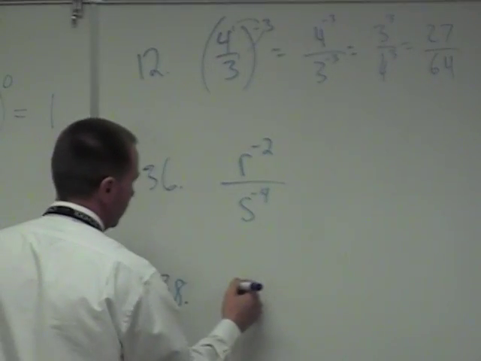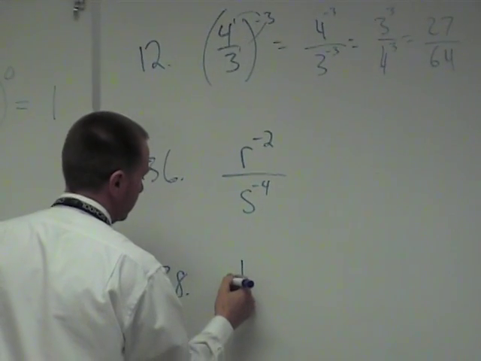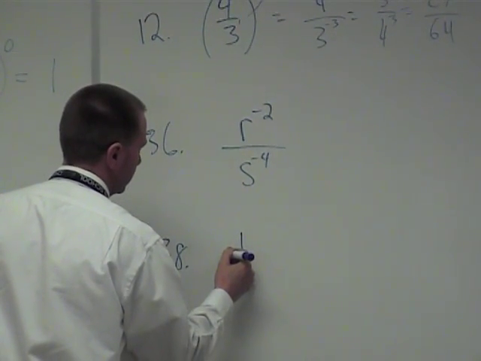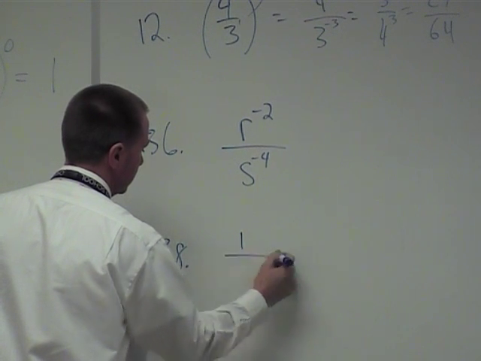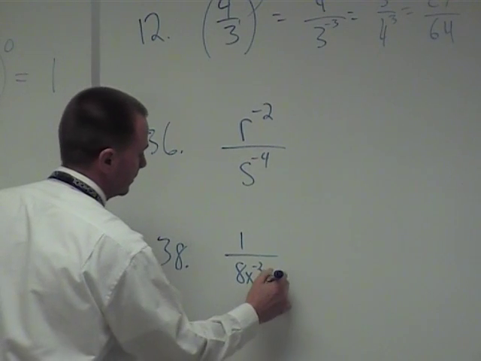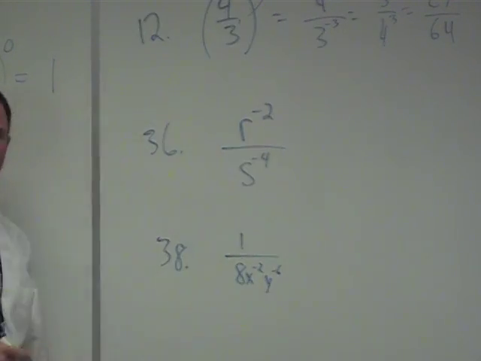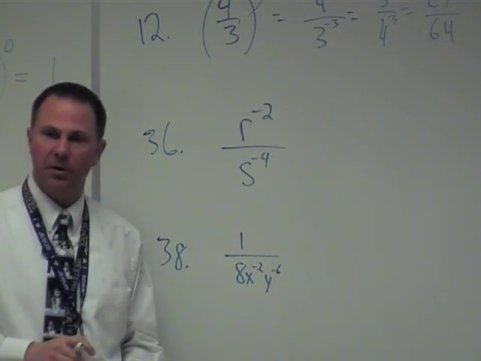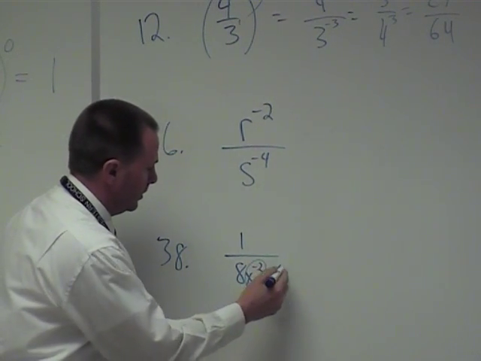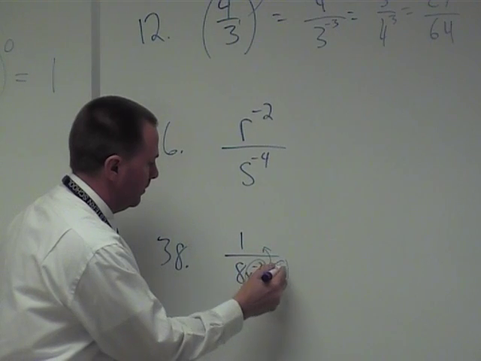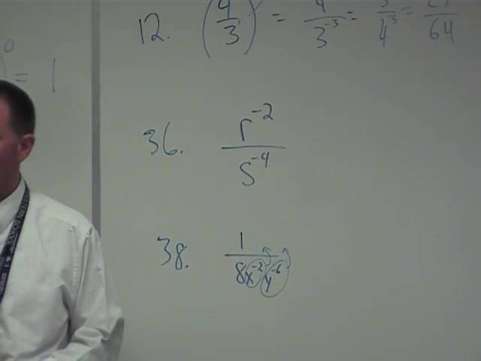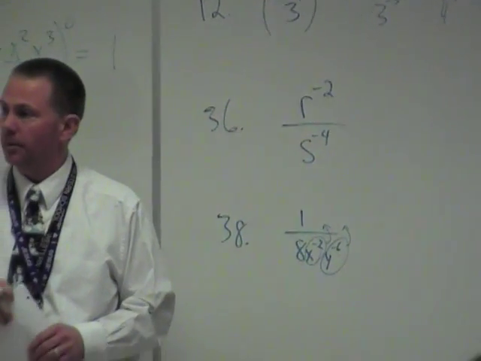38 is 1 over 8 x to the -2nd, y to the -6th. I'm not quite sure what to do with 8. All you're moving is the bases that have the negative exponents and then making them positive. So 1 over 8, x squared, y to the 6th. Yep. And then you leave the 8 on the bottom. Yep.